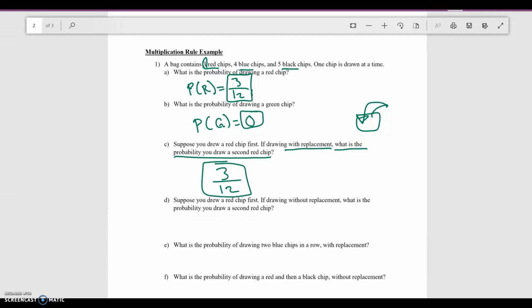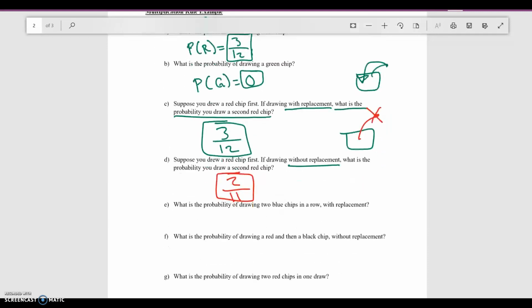Now, part D says, suppose you drew a red chip first. If drawing without replacement, what is the probability you draw a second red chip? So it's the same exact problem. The only thing now is that I have this red chip that I just drew, and I'm not putting it back in the bag. So that's going to decrease the number of items that I have. Now I only have 11 items. I no longer have 3 red chips since I got rid of one of them, so now I have 2 red chips left. So I have 2 out of 11.